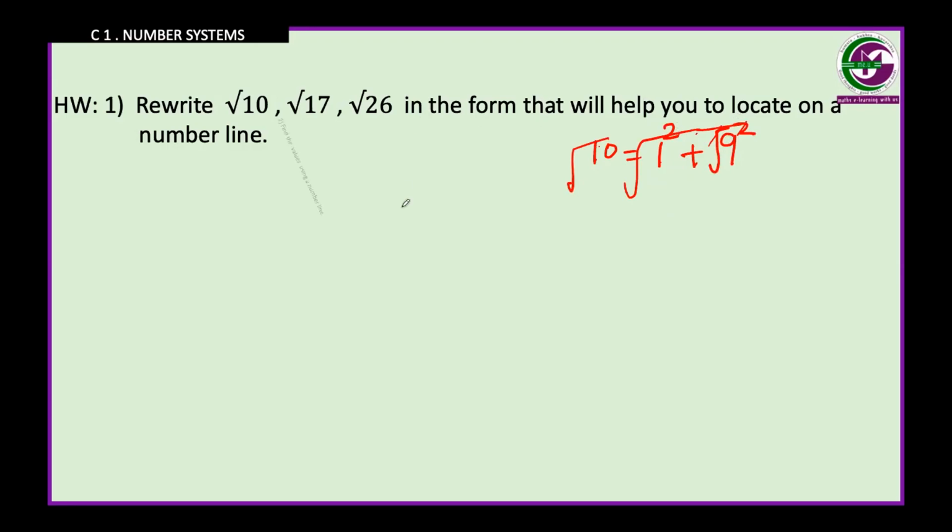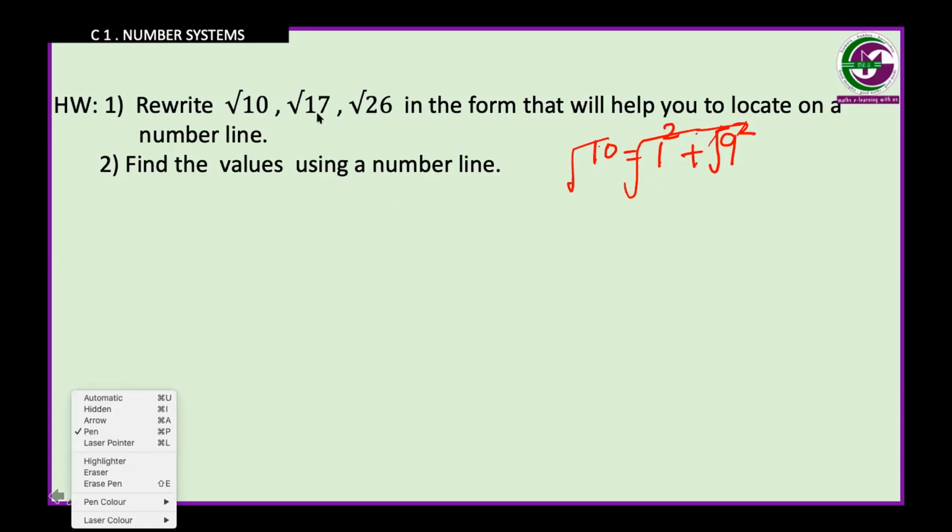And the second question is to find the value on a number line. And you have to notice that the numbers here include 17 and 26. So you may have to use a larger number line to represent it.